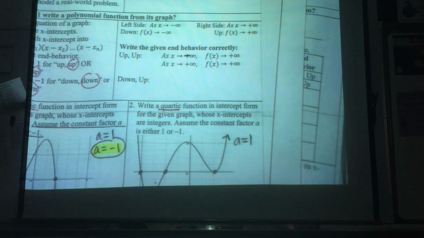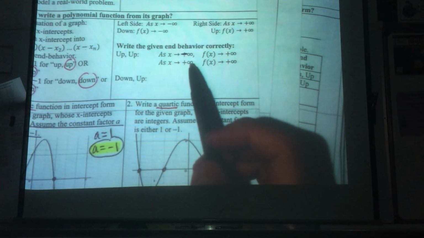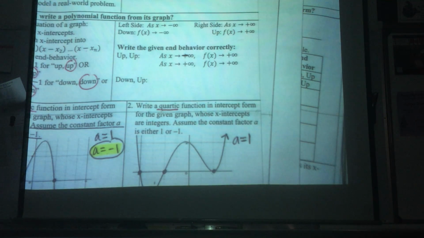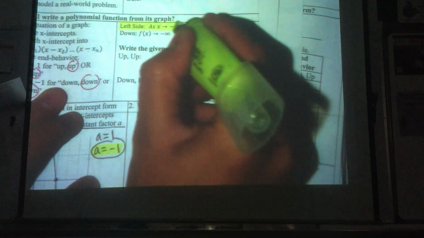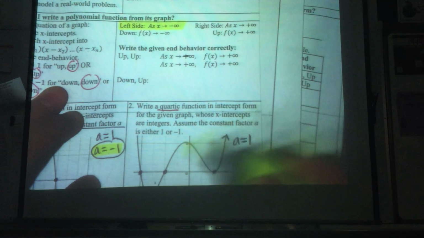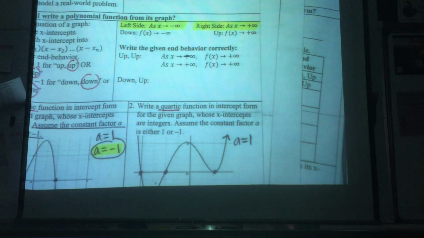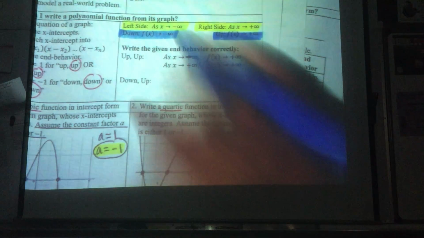Okay, the last thing I want to show you in this video is how to write the end behavior correctly. So look at this table right here on the top right, and it tells you basically how to write the end behavior correctly, what each of the things in our end behavior mean, okay? So left side, we always write it like that, and right side, we always write it like that. Up and down, this is up, this is down.